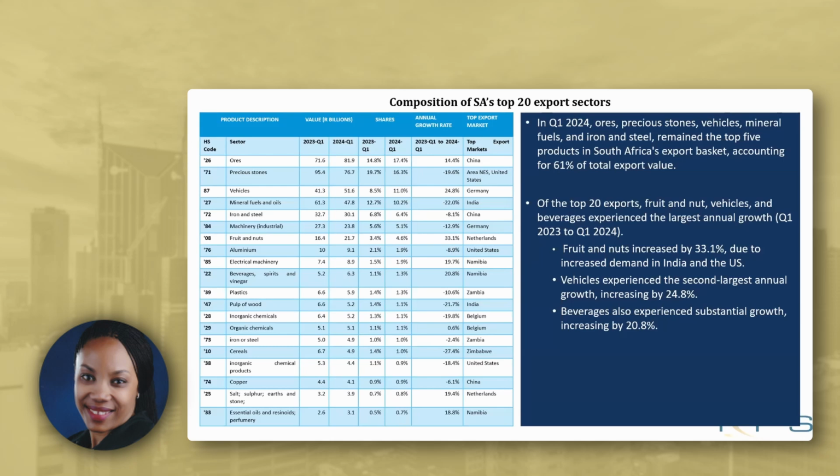Of the top 20 exports, fruit and nuts, vehicles, and beverages experienced the largest annual growth, with fruit and nuts increasing by 31% due to an increased demand in India and the US. Vehicles experienced the second largest annual growth, increasing by 24.8%, while beverages also increased substantially by 20.8%.